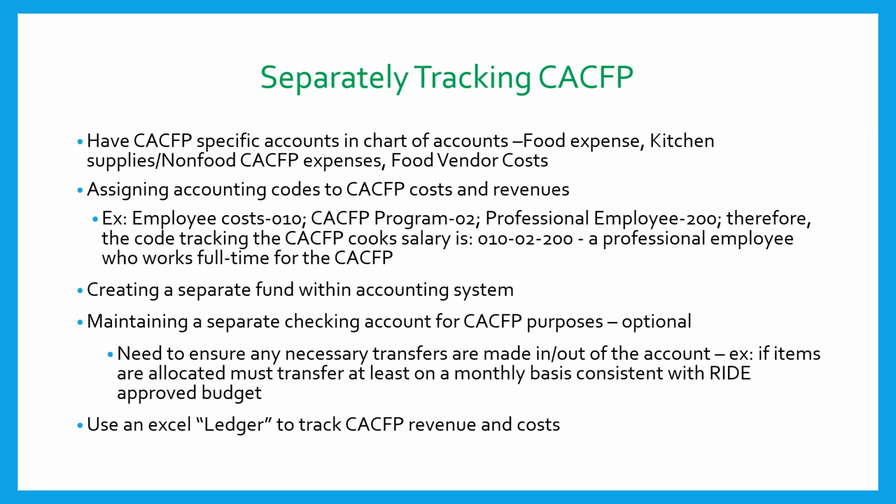If you have allocated budgeted line items within your budget, such as payroll, you must transfer the expense at least on a monthly basis. The transfer will need to be able to be tied back to your accounting system. Lastly, you can use an Excel-based ledger to track CACFP revenue and costs. RIDE has created a template that you can use, which we will go over later in this training. An additional caveat: even if you choose to use an Excel-based ledger, the line items will still need to be able to be tied back to your general ledger within your accounting system and source documentation.